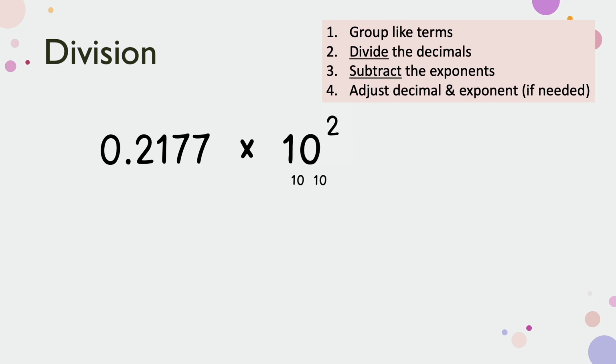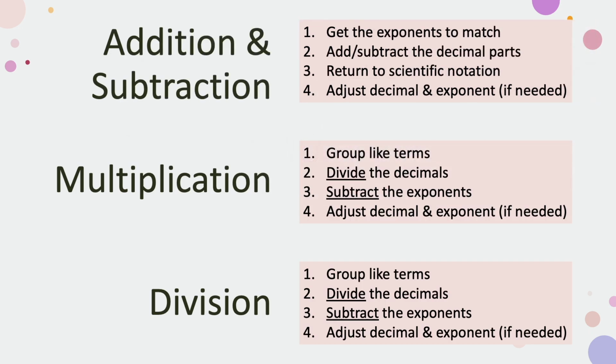Step 4, the final step, is to make sure you're back to proper scientific notation with the 1 digit, not 0, before the decimal point. In this case, all we have before the decimal point is a 0, so we need to shift the decimal point one place to the right. That's the same as multiplying by 10. Since the exponent term is 10 to the 2nd, there are 2 tens right there. We can take one of those to adjust the decimal term. Our final answer is 2.177 times 10 to the 1st. You can also just write 2.177 times 10. These 4 steps will guide you through doing basic arithmetic with numbers written in scientific notation.